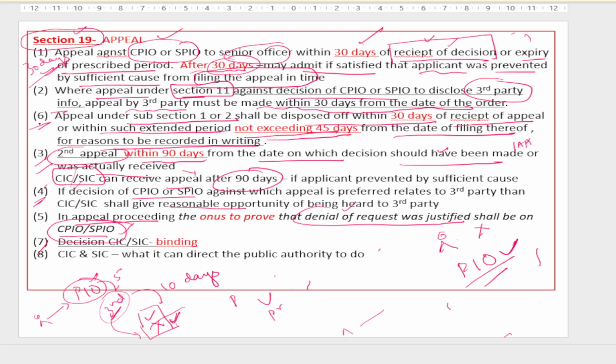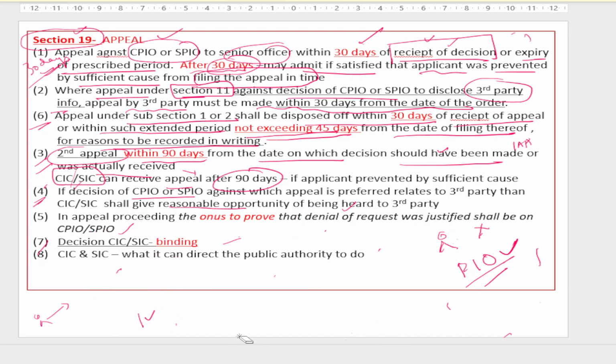In subsection 7 of section 19, it deals with decision. It says that the decision of the Central Information Commission or the State Information Commission is going to be binding, and no appeal can be made before any court of law against this decision. In subsection 8 of section 19 of the Act, it talks about what the Central Information Commission or the State Information Commission can direct the public authority to do.